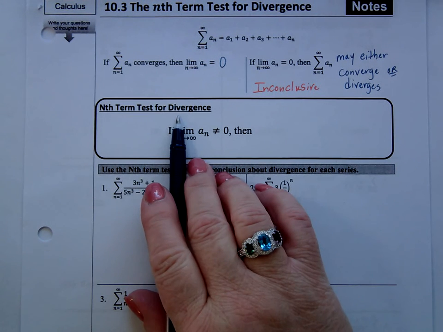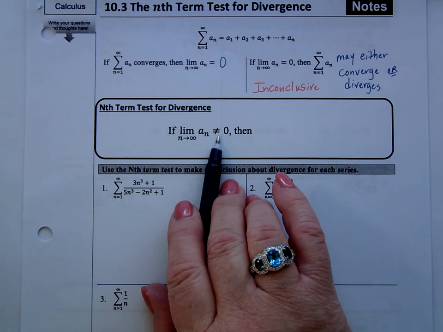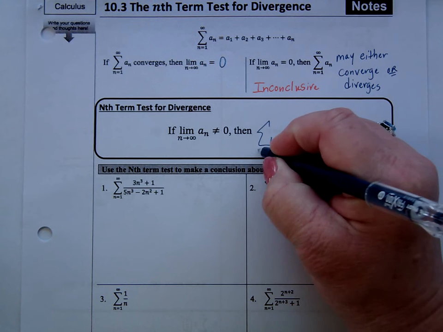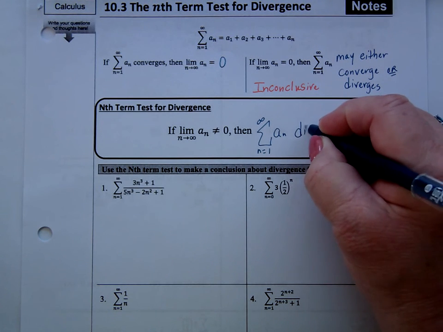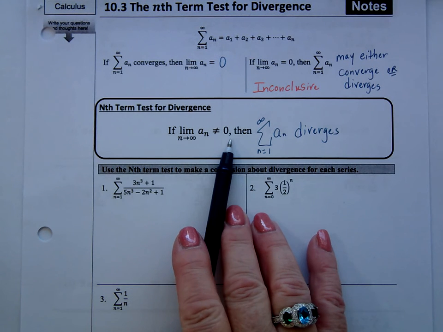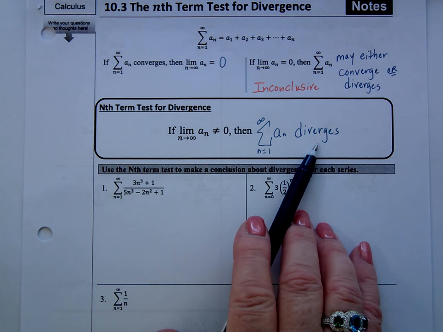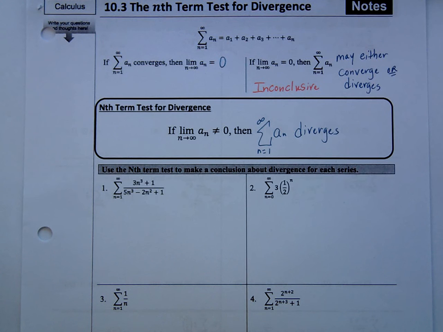So here's what the nth term test says for divergence. If the limit equals anything other than 0, then I know that the sum of my a sub n diverges. If the limit comes out to be anything other than 0, then I'm going to have a diverging situation. So this is a whole lot. Keep in your wheelhouse the horizontal asymptotes and things like that, because that's really what you're looking for. Remember, limits as I go towards infinity is kind of like evaluating where the horizontal asymptotes would be.